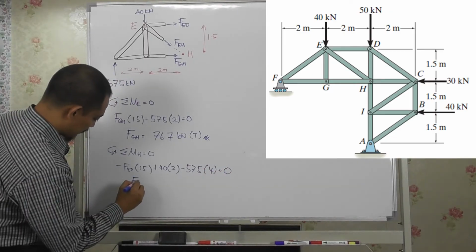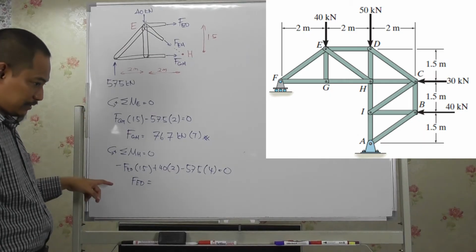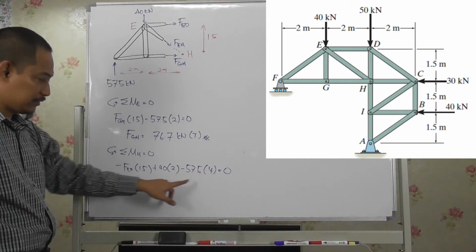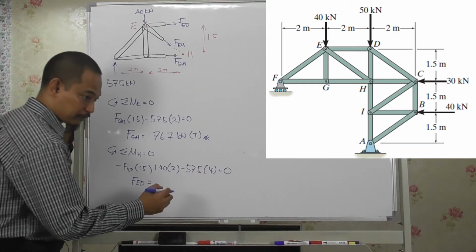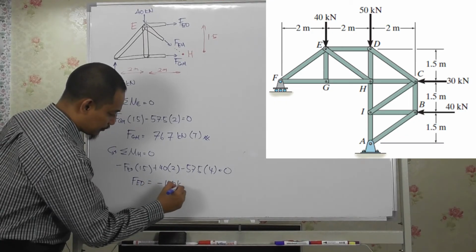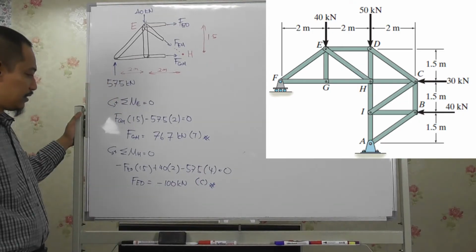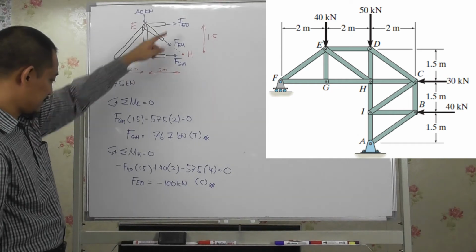From here you can calculate FED equal to, let's verify, minus 57.5 times 4 plus 40 times 2 minus FED times 1.5, so you get minus 100 kilonewton, meaning this is compression. And then, okay, we have solved FGH, we have solved FED.